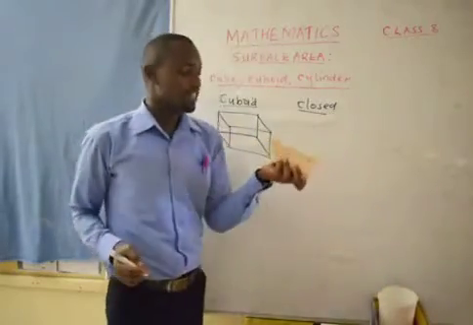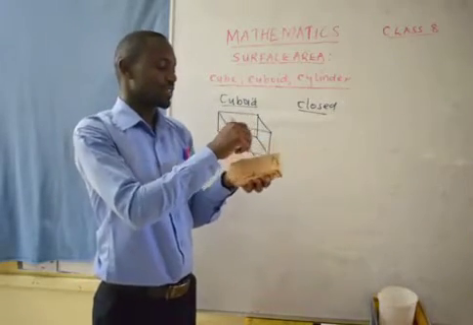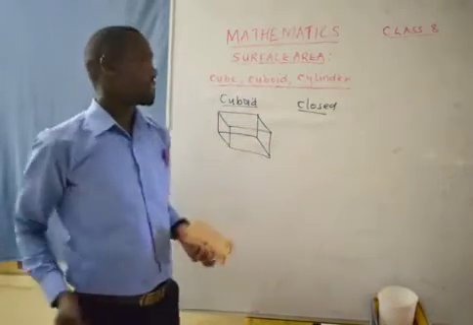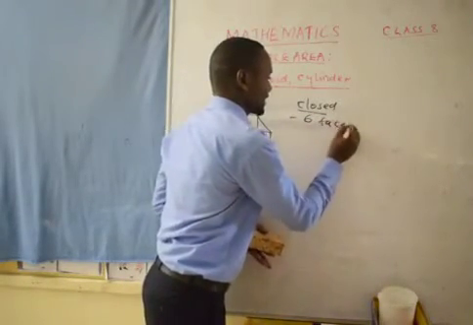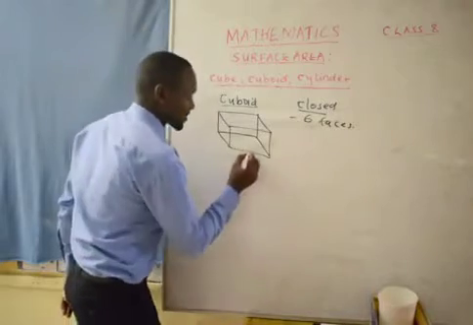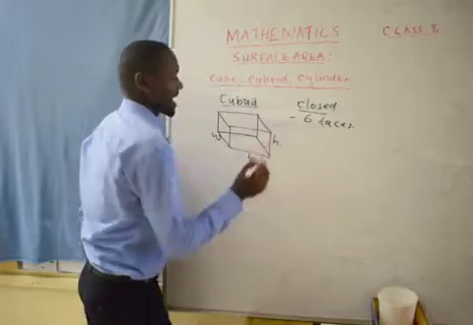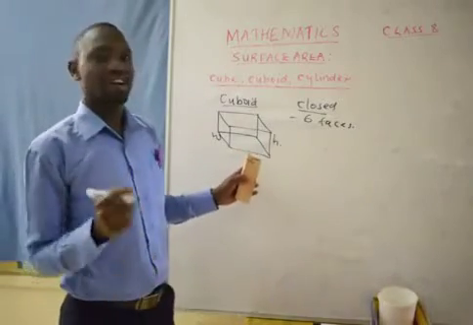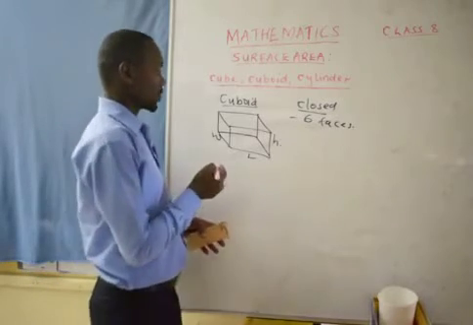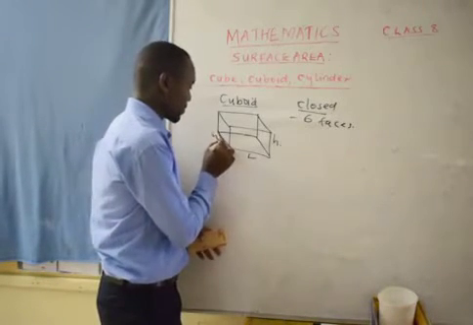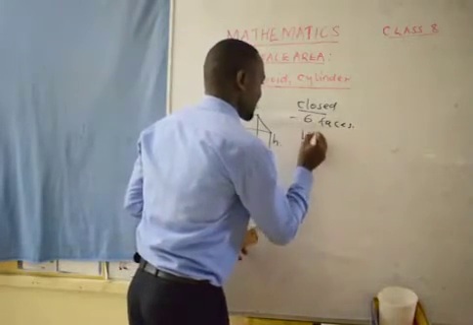For example, this is a cuboid. It has 1, 2, 3, 4, 5, and 6 faces. So when it is closed, it has 6 faces. Remember, this is the length of the cuboid, this is the width, and this is the height. So to get the total surface area of a closed cuboid, we get the area of each shape. We get the area of the bottom part, that is length times width.